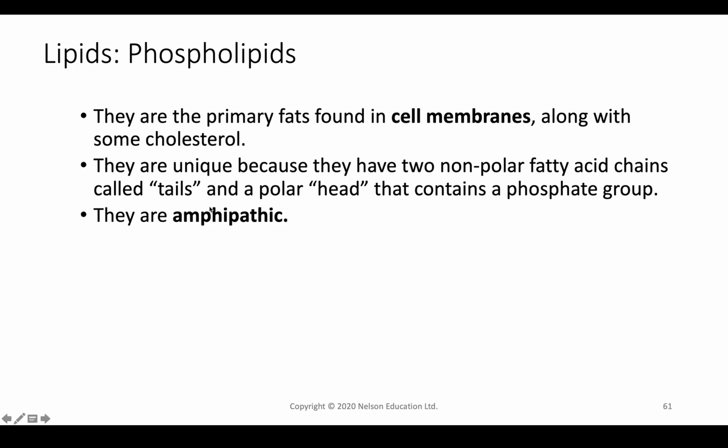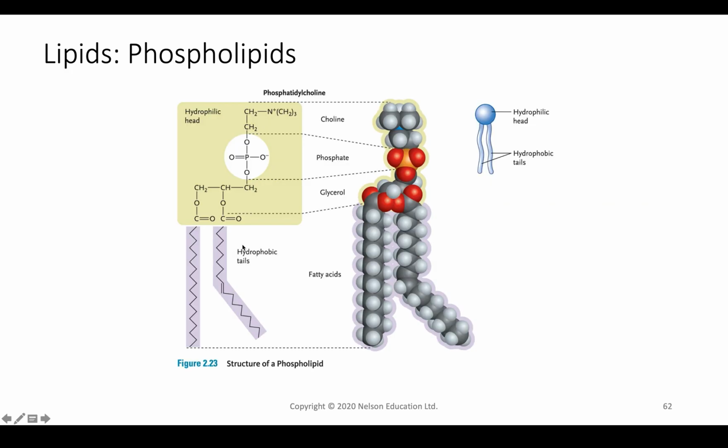That means they have a tail region that's going to be nonpolar, or water-fearing, or again, oil-loving. And then we have a polar head, and because it contains a phosphate group, it's going to be polar, and therefore interact well with water. So it's going to be hydrophilic. Again, these are amphipathic molecules that have one nonpolar and one polar region. Here we have the hydrophilic, or polar head, and the hydrophobic, or nonpolar tail.